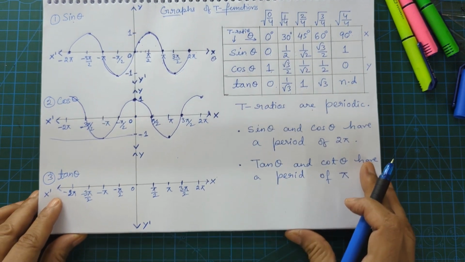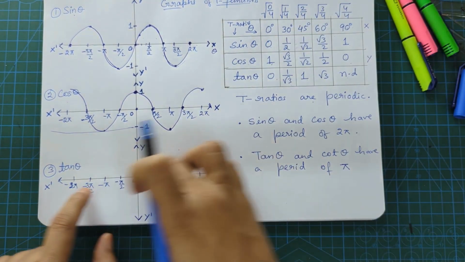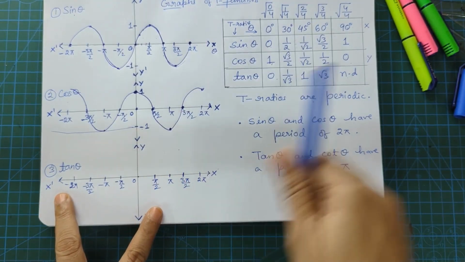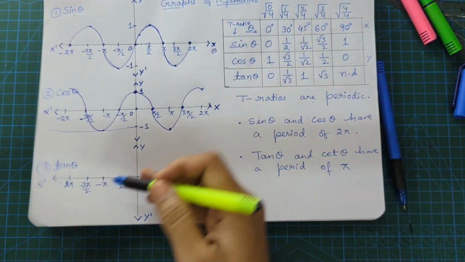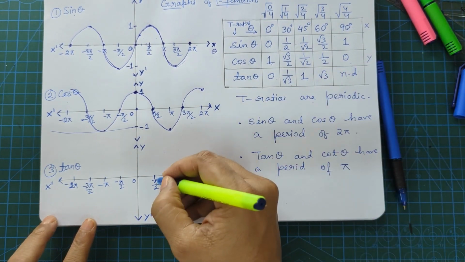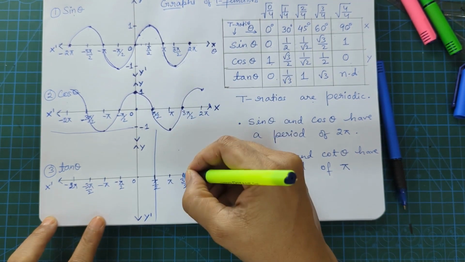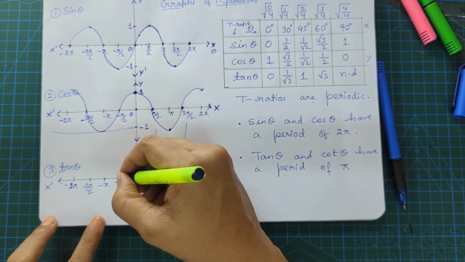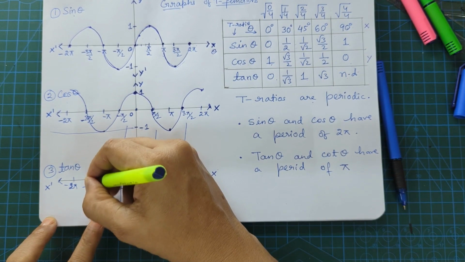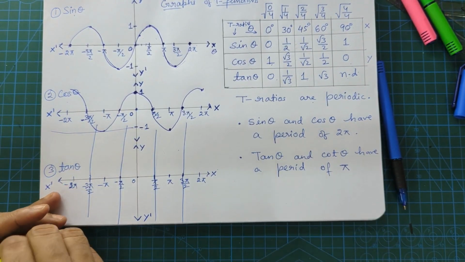So where tan is not defined, at these angles we will draw demarcations, like tan of 90 is not defined. Not defined means infinite. So at pi by 2, I am drawing a demarcation because tan doesn't exist there. Tan doesn't exist here, tan doesn't exist here, like that. So where tan of an angle is not defined, I have drawn these lines.